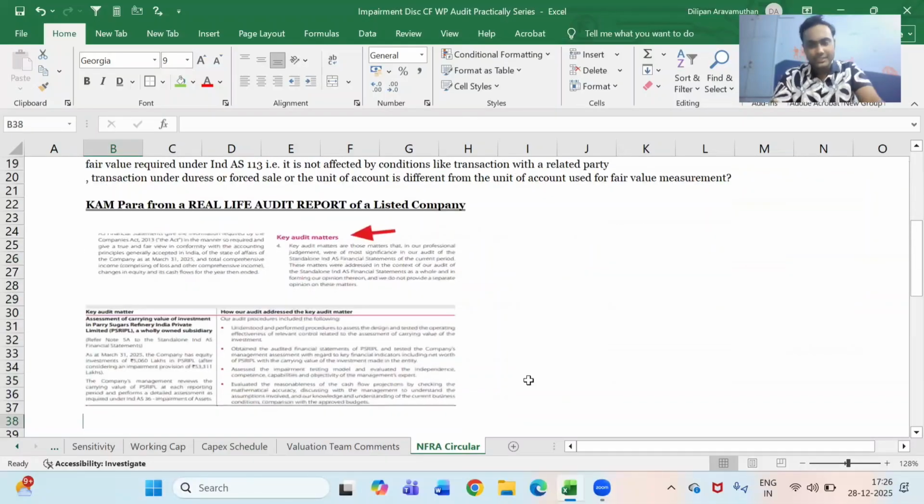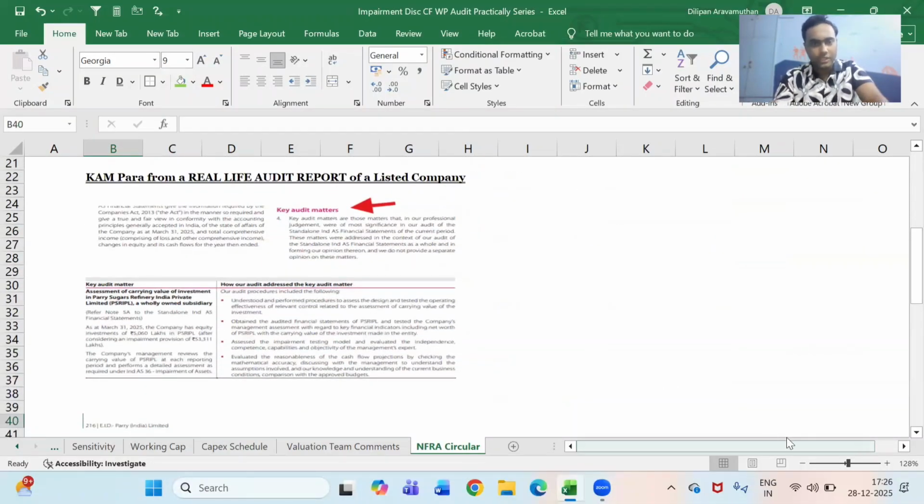Okay, let's read up this key audit matters report from a real life audit report of a listed company. Key audit matters are those matters that in our professional judgment were of most significance in our audit of the standalone Ind AS financial statements of the current period. These matters were addressed in the context of our audit of the standalone Ind AS financial statements as a whole, and in forming our opinion thereon, we do not provide a separate opinion on these matters.